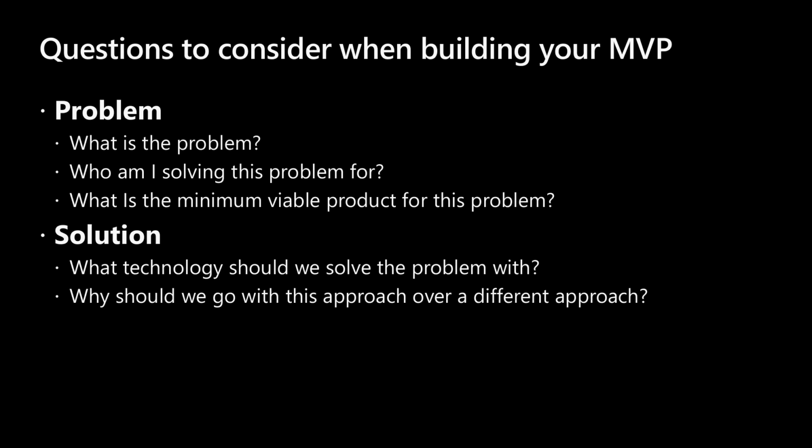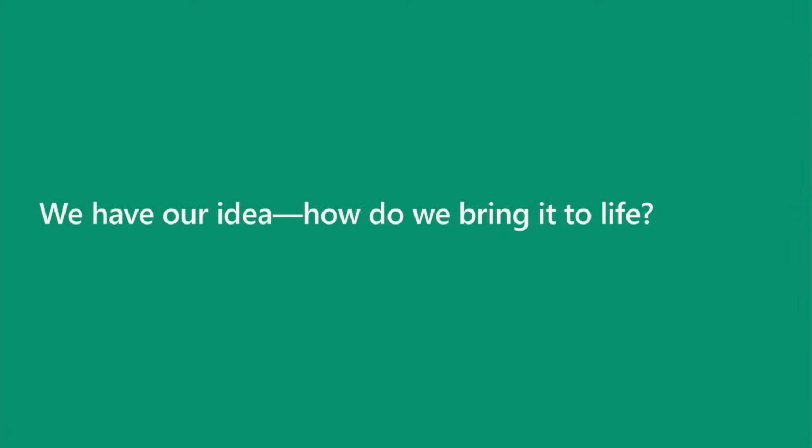So we've addressed the first bullet there as well as the sub-bullets, which is what is the problem, who am I solving this problem for, and then what is the minimum viable product for this problem. So we're going to go into the solution area now, talk about the technology side of it. What technology should we solve the problem with, and why should we go with this approach over a different approach? Okay, we have our idea. How do we bring it to life?